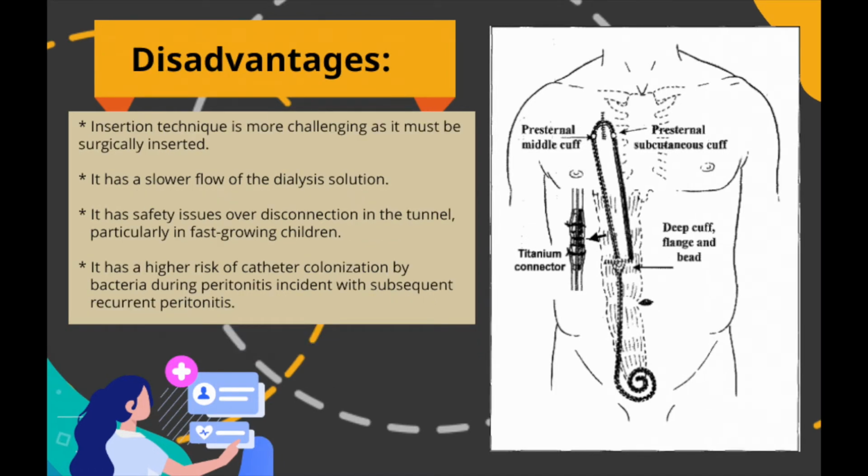While its disadvantages include that the insertion technique is more challenging, as it must be inserted surgically and cannot be inserted laparoscopically. It has a slower flow of the dialysis solution due to the increased length of tubing. It has safety issues over disconnection in the tunnel, particularly in fast-growing children. It has a higher risk of catheter colonization by bacteria during a peritonitis incident with subsequent recurrent peritonitis.